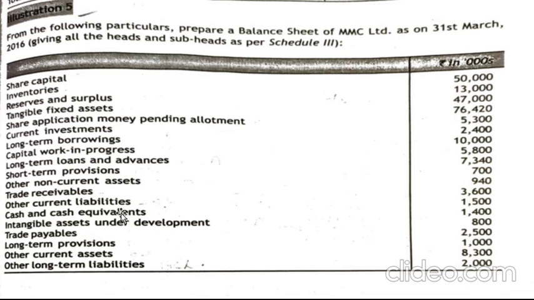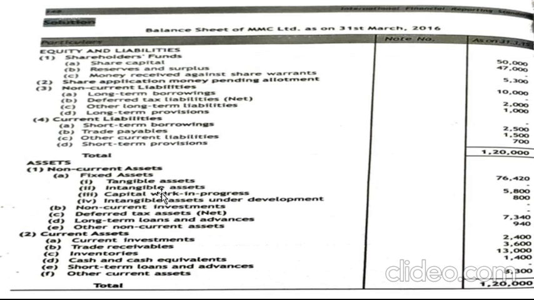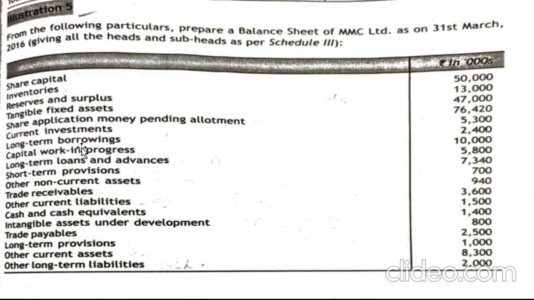But in this problem, we don't have deferred tax liability, so it is nil. As per the format, we have the next item, other long-term liabilities. Do we have other long-term liabilities? Let us look into the question. Yes, we have other long-term liabilities, which is 2,000.